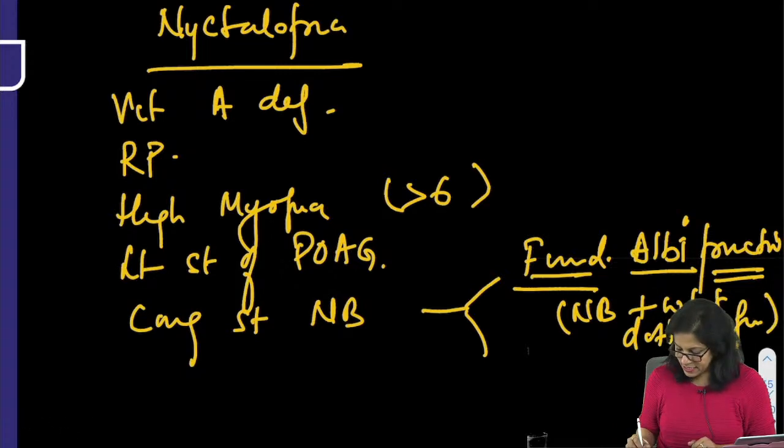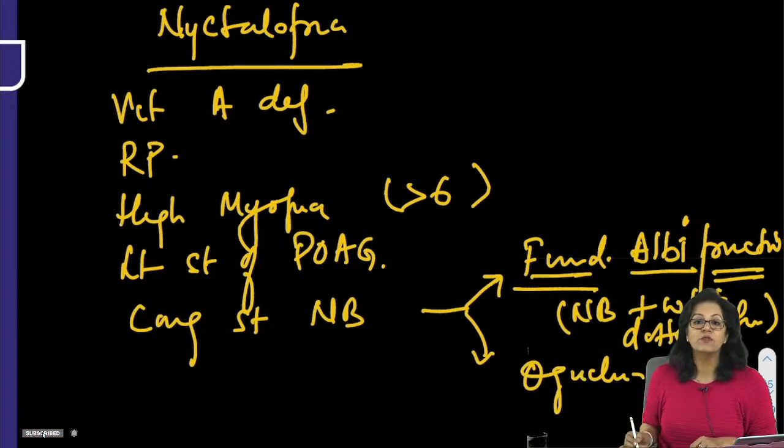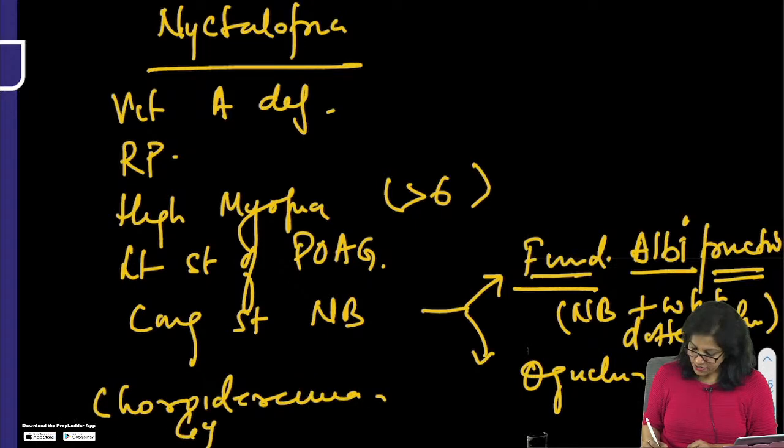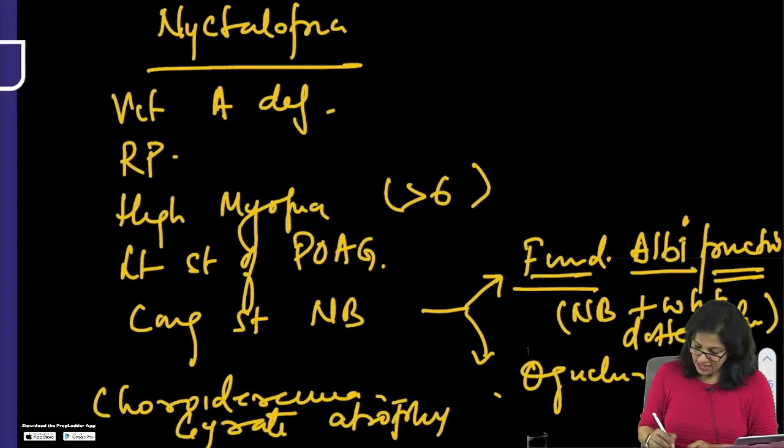And what is the next one? After this, the next is Oguchi's disease. Okay, I will give 2 more in the list. Choroideremia, which is a choroidal dystrophy, and your gyrate atrophy. Gyrate atrophy. So these are the causes of night blindness.